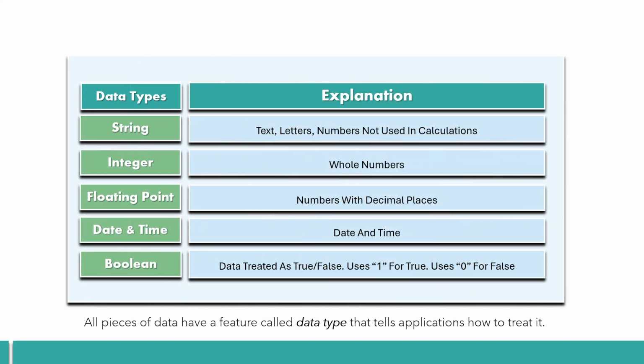All pieces of data have a feature called data type. Data type will tell applications how to treat the data. Different data types include string, integer, floating point, date and time, and Boolean.